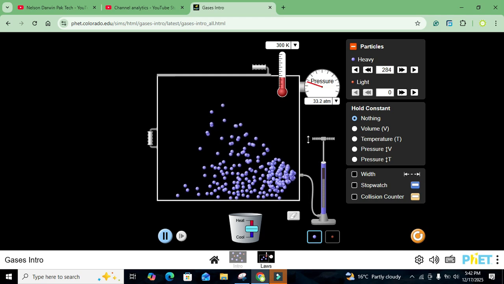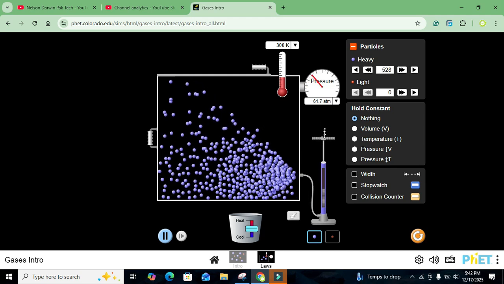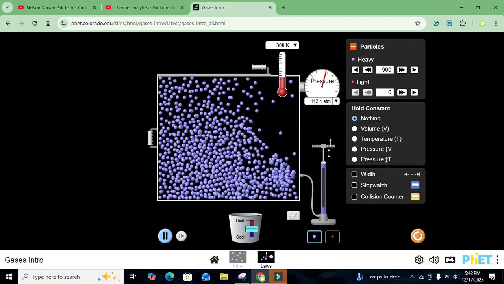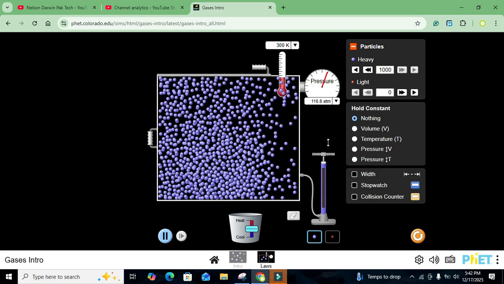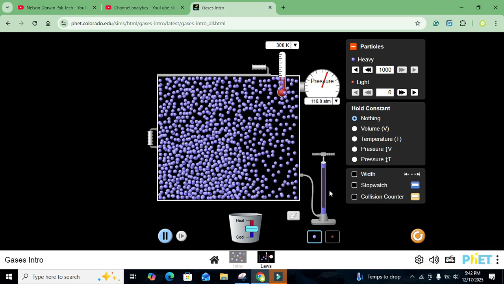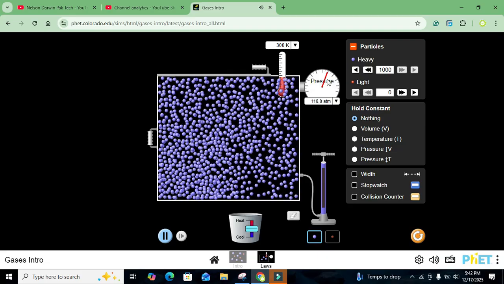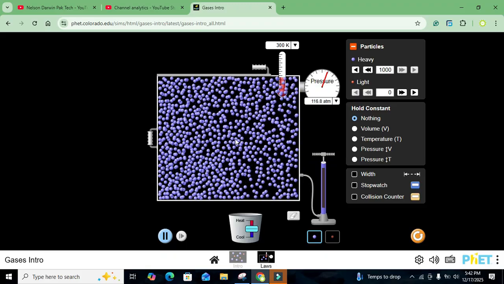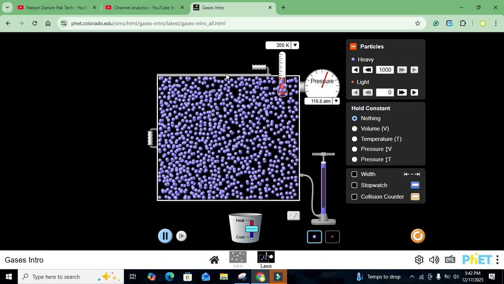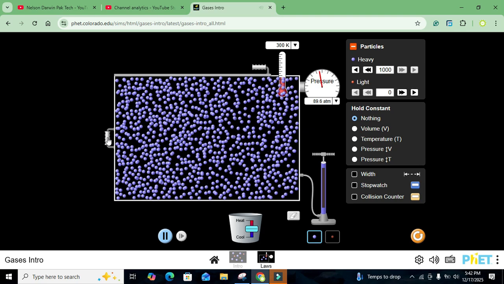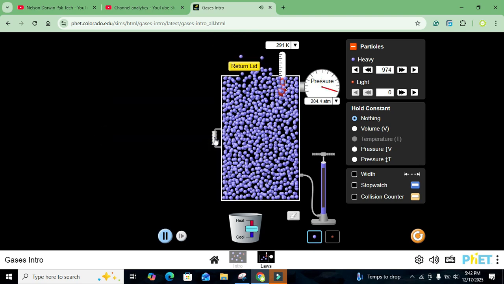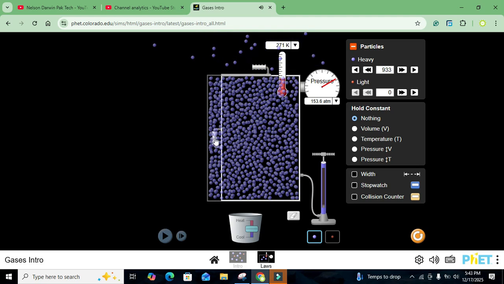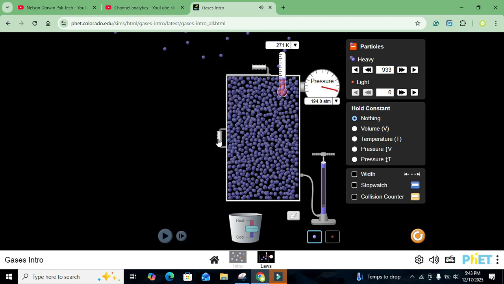Now you can see that I have introduced certain gas. So now you can see that our pressure has increased a lot. There's too much pressure. And this pressure is due to the collision of these molecules on the walls of the gas chamber. Now we will try to increase the volume of the gas chamber.